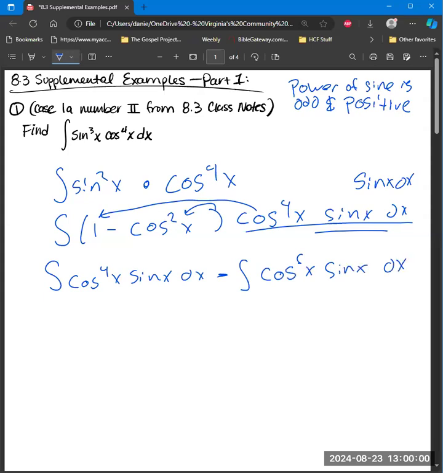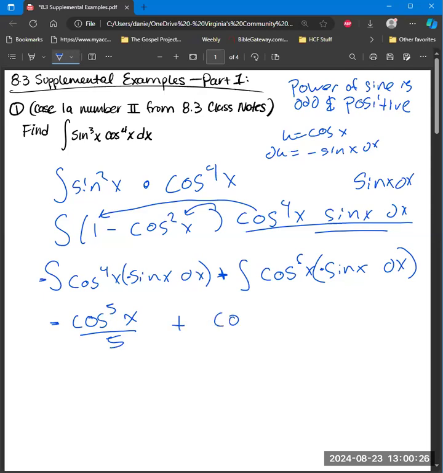U is going to be cosine of x. Du is going to be a negative sine x dx. A negative and a negative there. And then bring that negative inside there to make this a negative cosine to the fifth x over 5 plus cosine to the seventh x over 7 plus c.